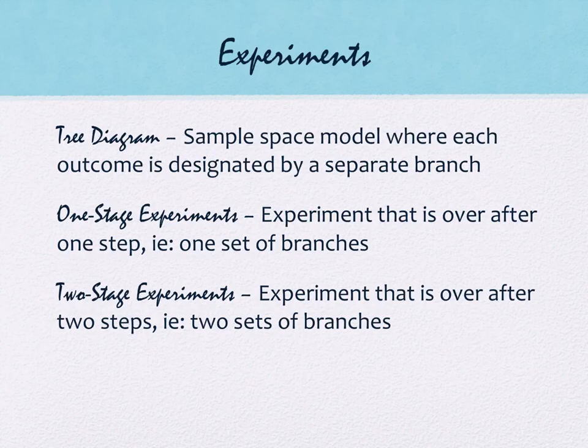But what happens in this section is that we're going to encounter two-stage experiments or more. And that means the experiment actually has two sets of branches. So we roll the die two times. We draw two numbers out of the hat. We send two people on the cruise. Whatever it is, we're doing it with 2 or 3 or 4, etc. Okay, you're doing something over and over again.